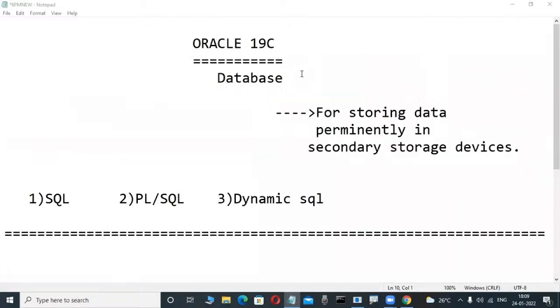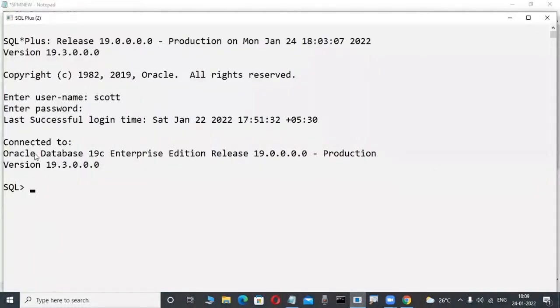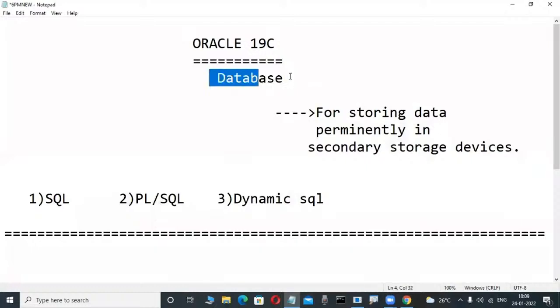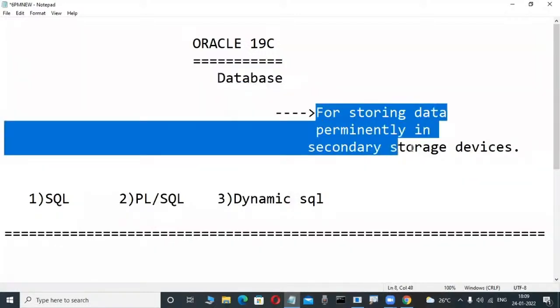Concentrate here. Anybody who did not attend the previous classes, don't be afraid, don't worry. Simple. Oracle is a product from Oracle Corporation. 19c is a version. This Oracle is a database product. These are previous class notes, just for idea purposes, for newcomers. What is the purpose of a database product? For storing data permanently in a hard disk.